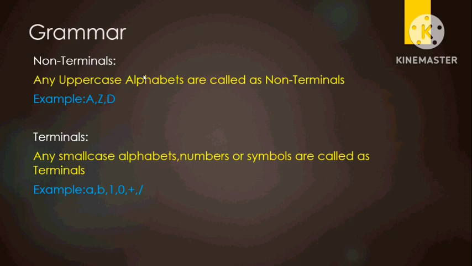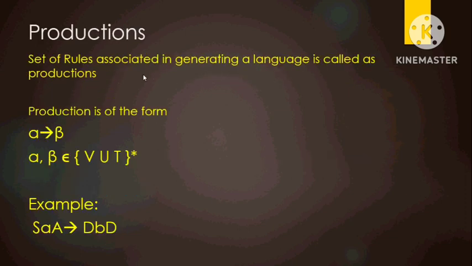Now, the next topic is productions. The set of rules associated with generating a language is called productions. A production generally takes the form alpha tends to beta. What are this alpha and this beta? Alpha and beta are combinations of terminals and non-terminals any number of times. When I put a star on top, it means a combination of terminals and non-terminals any number of times. Star means 0 or more times.